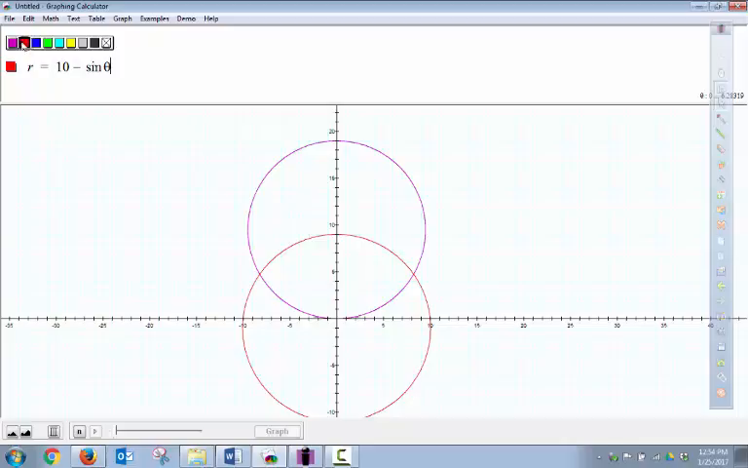Now I need to identify the different graphs, right? So the first graph is the blue graph. The second graph would be yellow. I can't see yellow. Red.